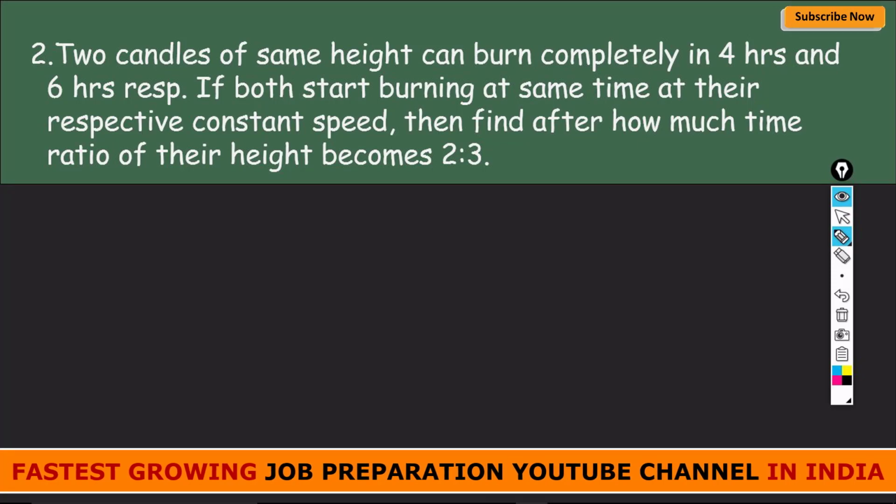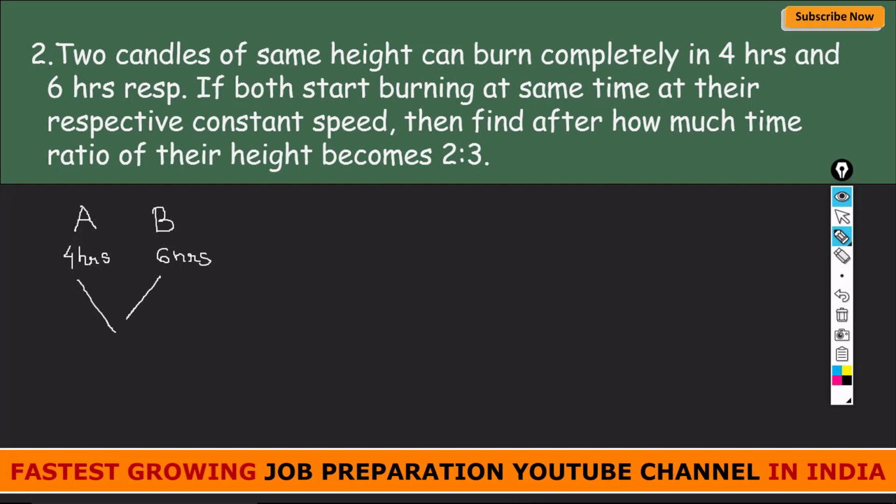So what should be your approach? First, let us take that there are two candles, A and B. What is the speed? What is the time to burn completely? That is 4 hours for A, and B will burn in 6 hours. You should note that constant speed is mentioned.